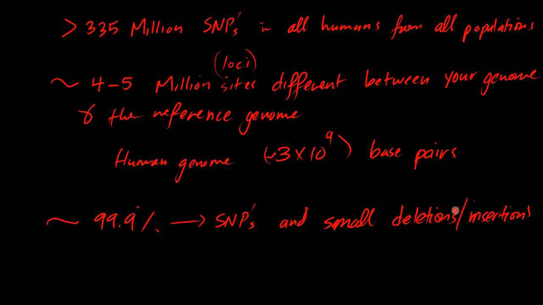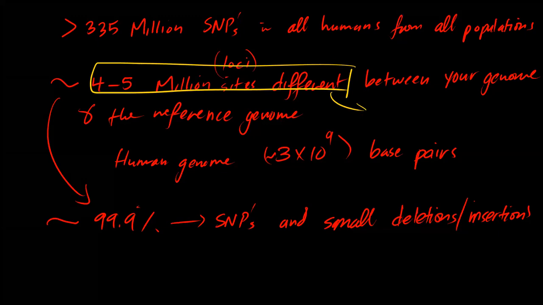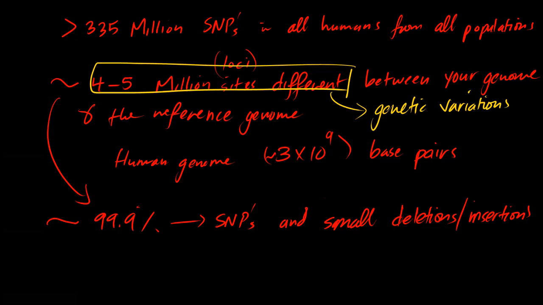So basically, most of these differences, and these differences, by the way, are responsible for the genetic variation observed among individuals. Okay, so most of these differences are because of SNPs and small deletions and insertions.